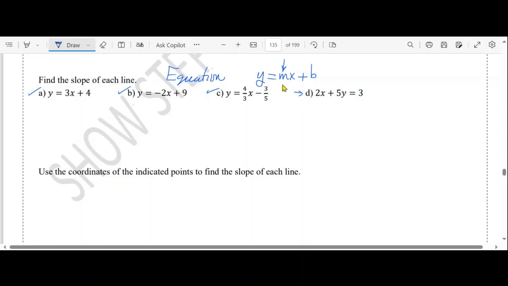So here, is this in the form of this? No. So I have to isolate the y, so I move the x to the other side. Then divide by what? 5. So y equals negative 2 over 5 x plus 3 over 5. So your slope is negative 2 over 5. Easy? Yalla, do one. Either A or B or C.